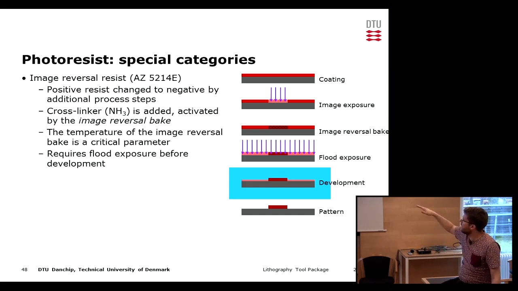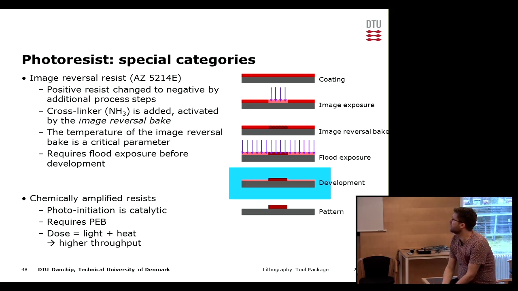So we need to add an extra step of exposure everywhere in order to make all the parts that we don't want soluble in the developer, so that when we develop, we end up with a negative image of the mask. So this is one resist that can do this trick.